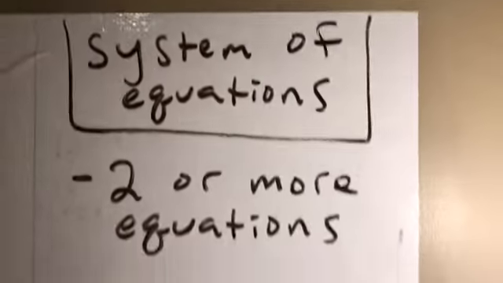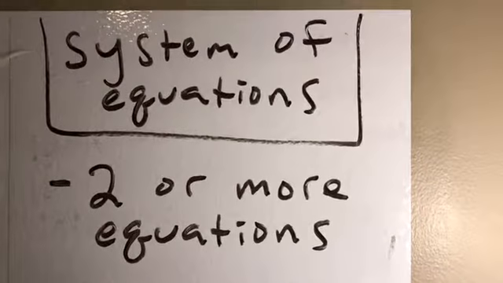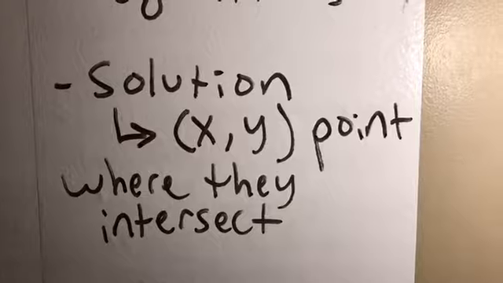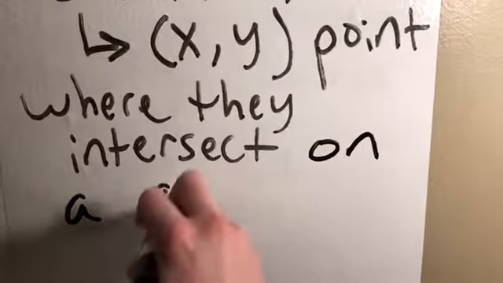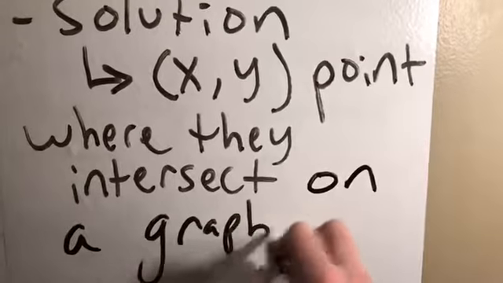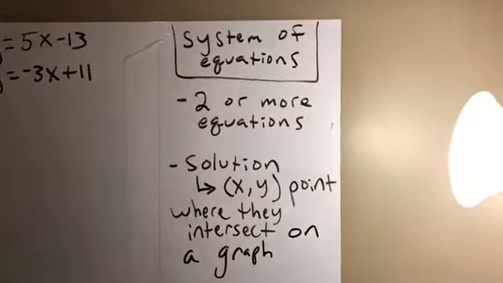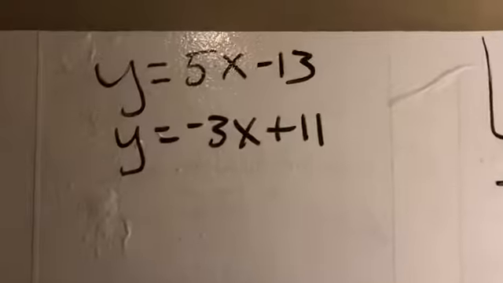Now, a system of equations just means we have two or more equations. And when you're asked to solve it or find the solution, we're looking for the xy point where they intersect on a graph. So we want to know, where do they hit each other? So when you're asked to solve a system, we want to know where they will intersect on a graph. So here's an example of a system of equations.